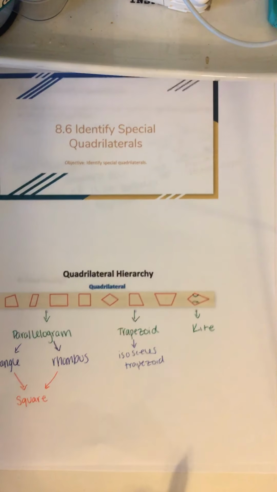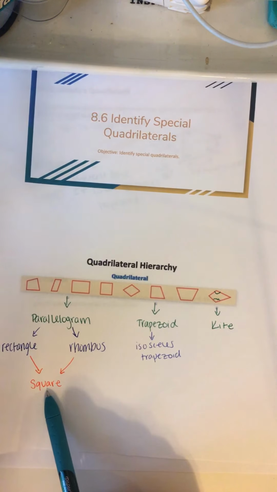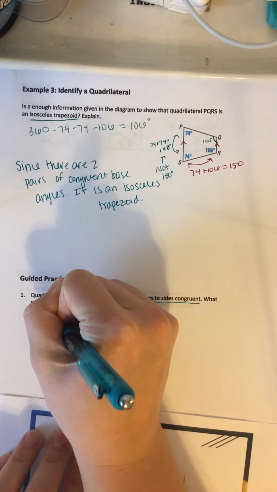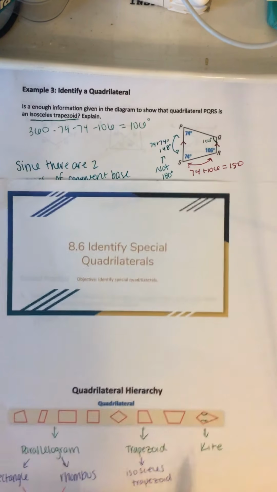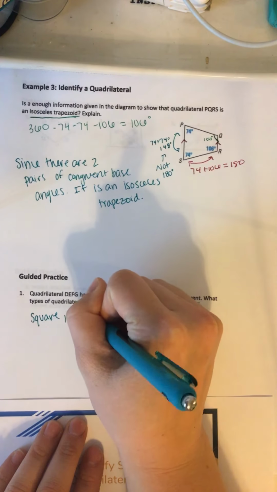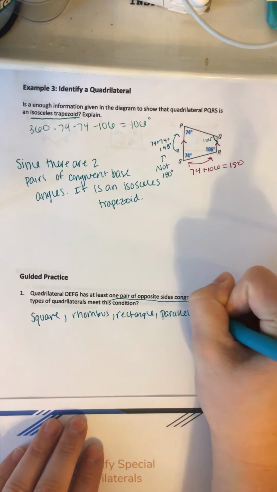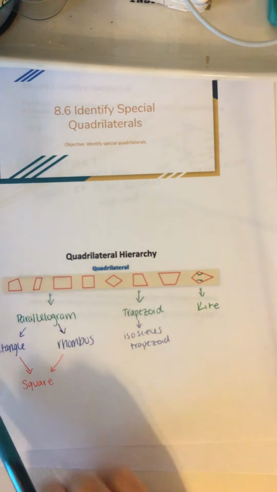Well, one pair of opposite sides congruent. I'm going to get my quadrilateral hierarchy back out. I'm going to start with that parallelogram section again. Well, a square has at least one pair of opposite sides congruent, right? All four sides are congruent, so a square would fit here. And then going from there, if it's a square, it's a rhombus, rectangle, and parallelogram. And just like I did before, I exhausted this option here.